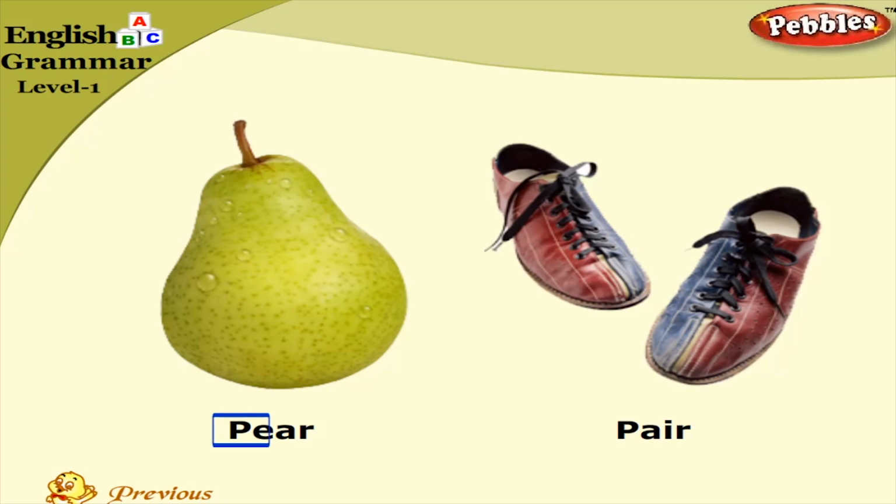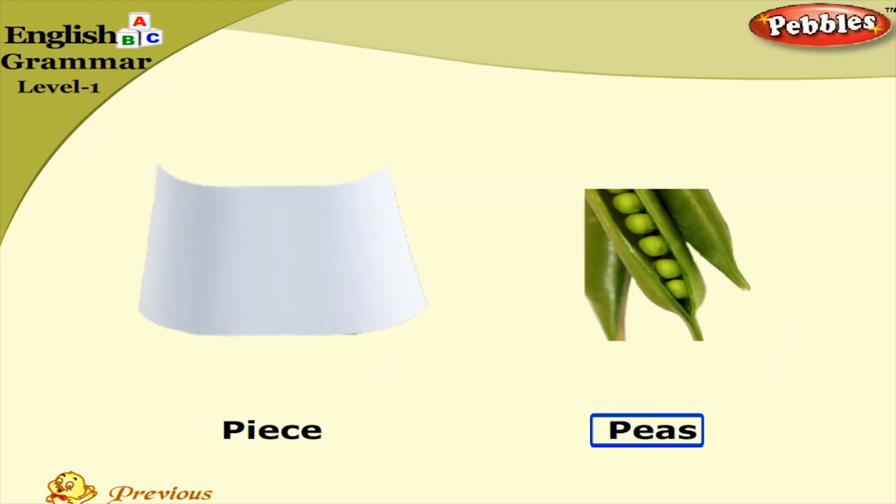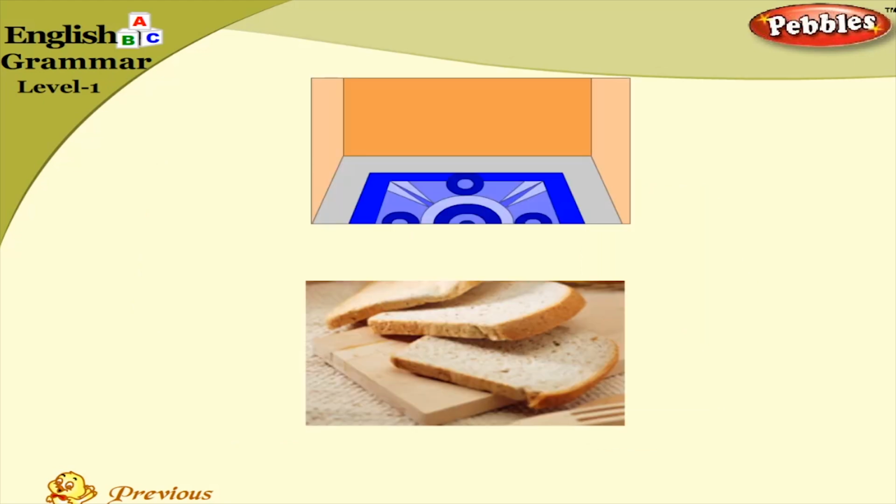The word pear is a fruit. The word pair means a set of two things. Though they sound the same, they have different meaning and spelling. Piece, peace. The word piece means a small bit of a thing. The word peas means a vegetable. Come on, let's make sentences with some homophones.